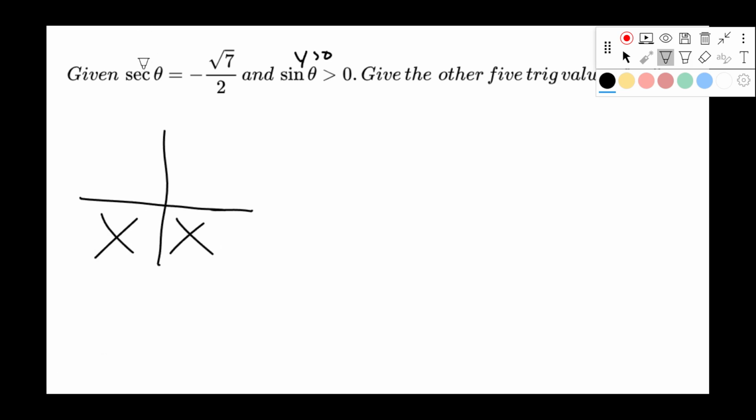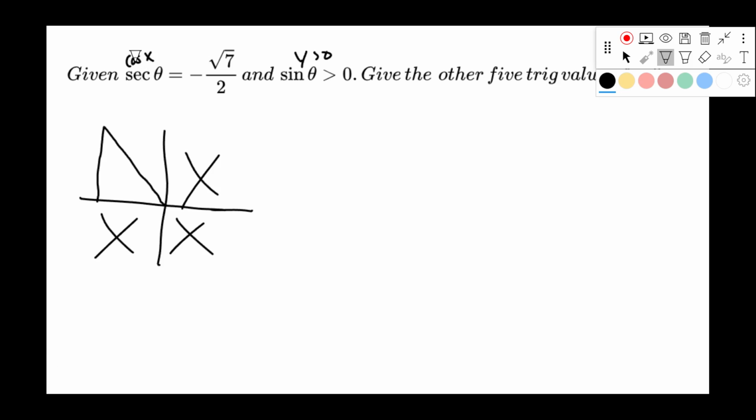Secant is the reciprocal of cosine. Cosine is the x coordinate. The x coordinate here is negative. The answer is negative. So where's the x coordinate negative? Over here in quadrant 2, not in quadrant 1. It's positive there. So I'm going to build my triangle in quadrant 2. There's my triangle.